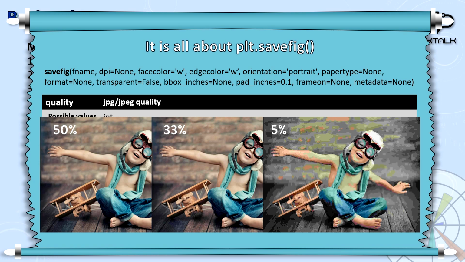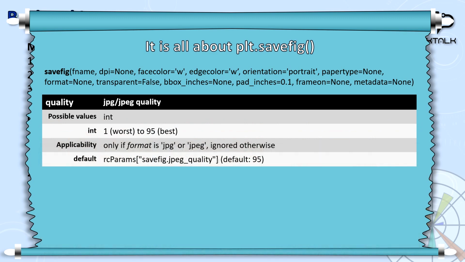Going back to our parameter quality, it accepts an integer from 1, meaning 1%, that represents the worst, to 95, which of course means 95%, or the best possible quality. Values above 95 are acceptable to Matplotlib as well, but you should avoid using them, as quality more than 95 results in a large file with almost no gain in the image quality. The default value is 95, which is taken from rcParams savefig.jpeg_quality.